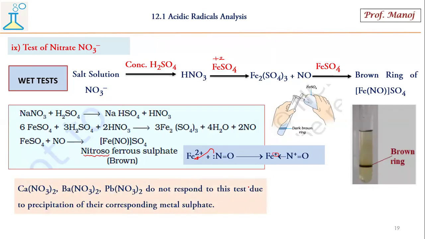Just a caution note: a few nitrates don't show this reaction, namely calcium, barium, and lead nitrate. Because in the process of reaction, in the first step, they combine with sulfuric acid and they cannot show the brown ring formation.